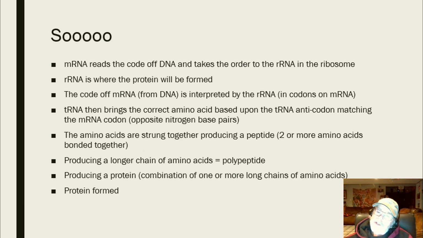Okay, it brings the amino acid. Put those amino acids together, I have a polypeptide. Polypeptides are a protein. Protein formed. That's how DNA does it. It's great. I love it.